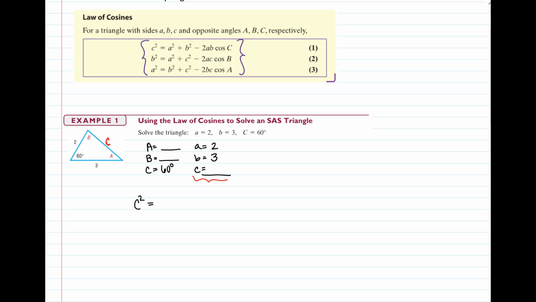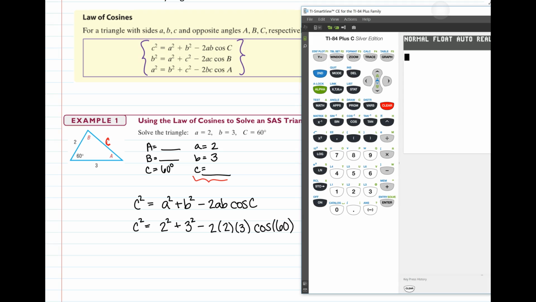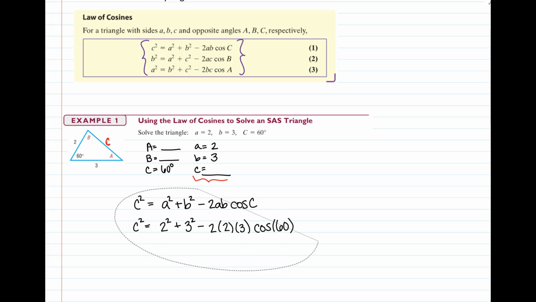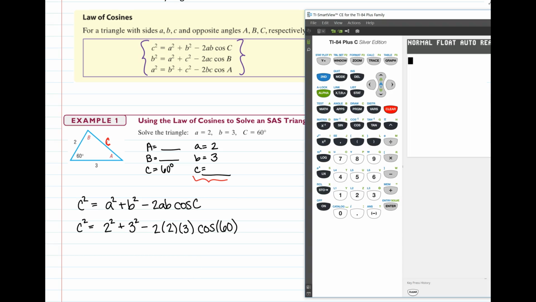Well, I can write out law of cosines. C squared equals A squared plus B squared minus 2AB cosine of angle C. And I'm going to fill in everything that I have. I know what side A is. I know what side B is. And I also know what angle C is. Okay, so the kind of cool thing here is because I have all this information, let's see if I can get all of this on my screen for you at one time. I can type all of this into my calculator at one time. Okay, and I'm going to show you what that looks like.